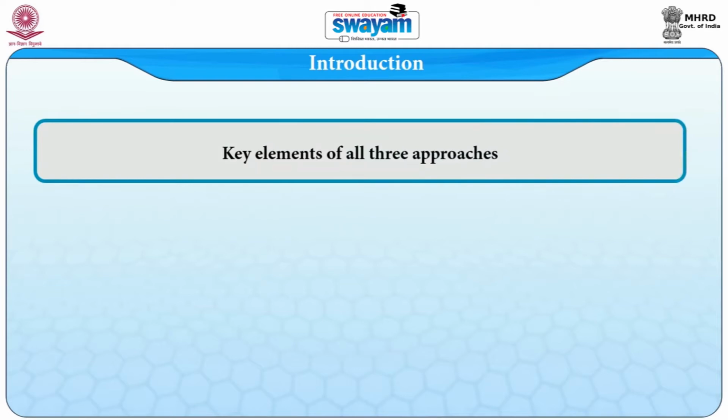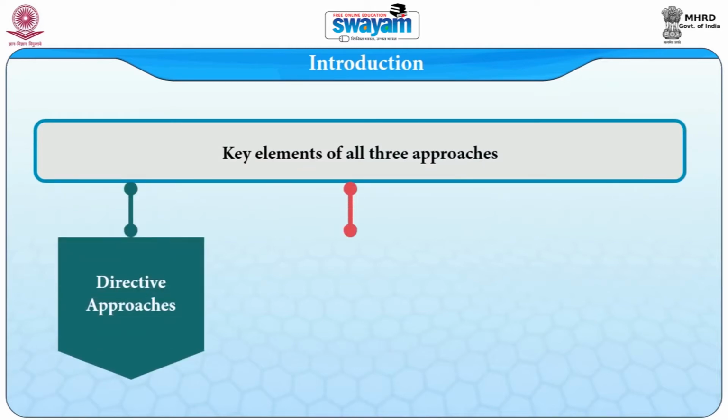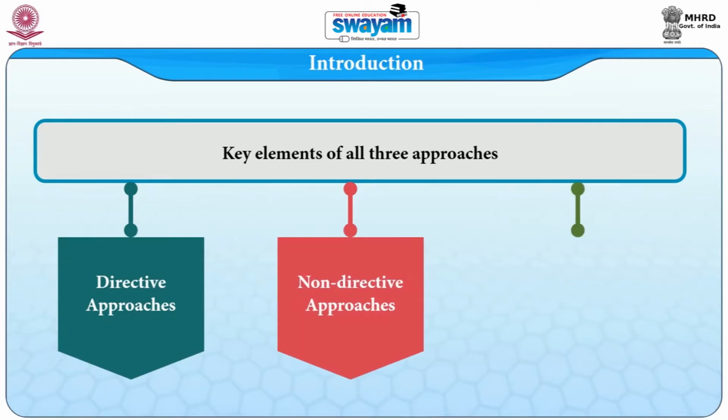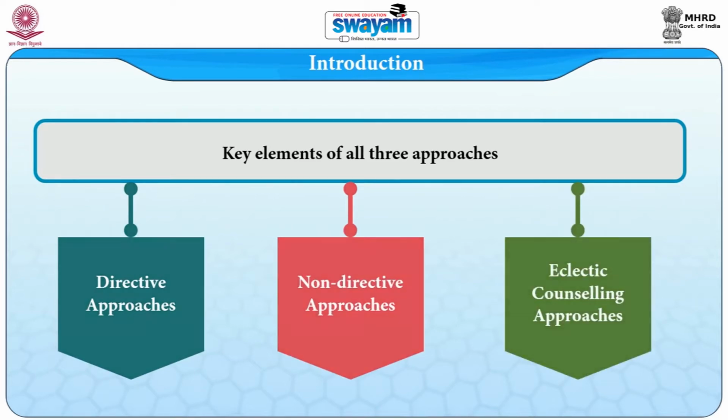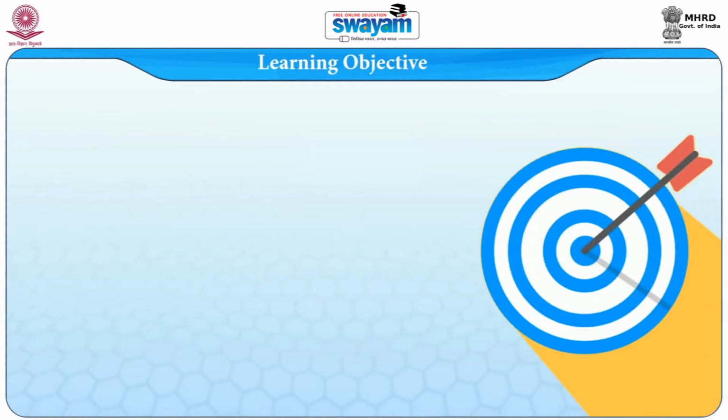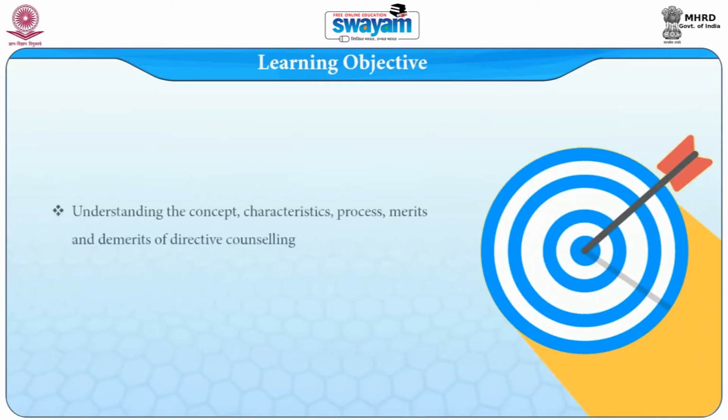This module focuses on key elements of all the three approaches, that is directive, non-directive and eclectic counseling approaches. So the learning objectives of this first video is understanding the concept, characteristics, process, merits and demerits of directive counseling.